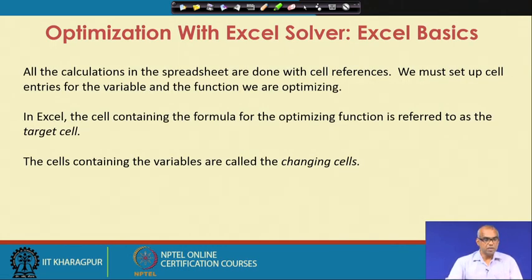As we have discussed in our previous lecture, all the calculations in the spreadsheet are done with cell references. We must set up cell entries for the variable and the function we are optimizing. In Excel, the cell containing the formula for the optimizing function is referred to as the target cell. The cells containing the variables are called the changing cells. So, there are two types of cells, target cell and changing cells. The target cell contains the objective function and the changing cell contains the variables.